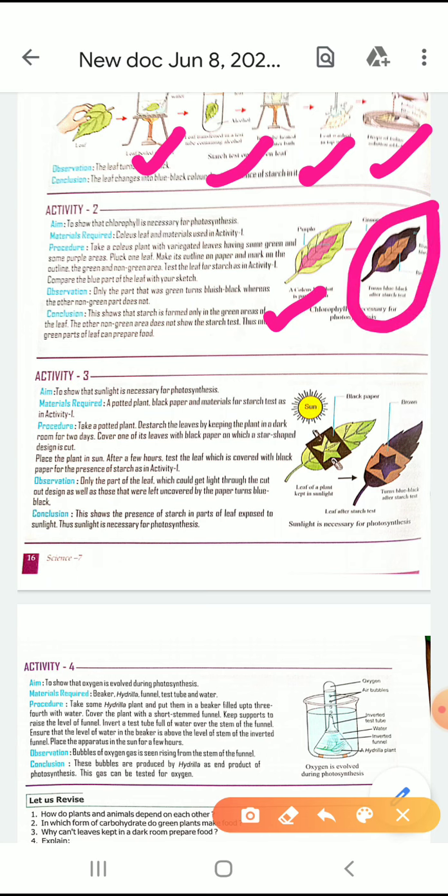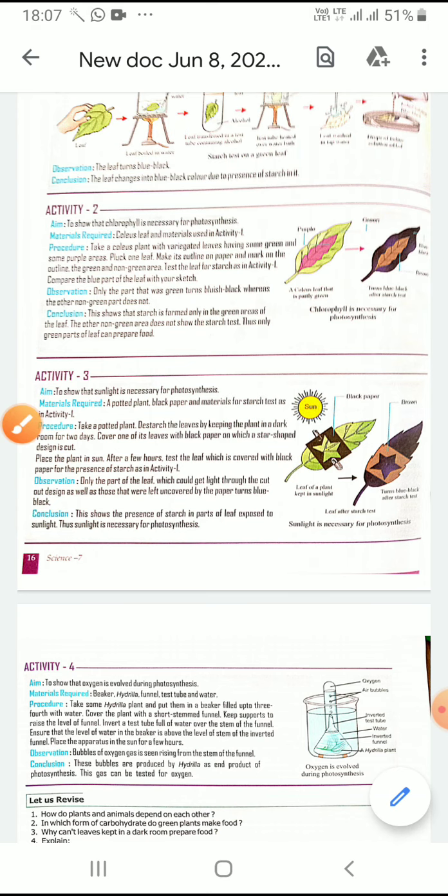What is the result? Wherever there was green color, it turned blue black on adding iodine solution, because in these areas starch was formed, and where it was pink there was no blue black color formed, because here photosynthesis did not take place and starch was not formed. So this proves that chlorophyll is necessary for photosynthesis. Did you understand this?